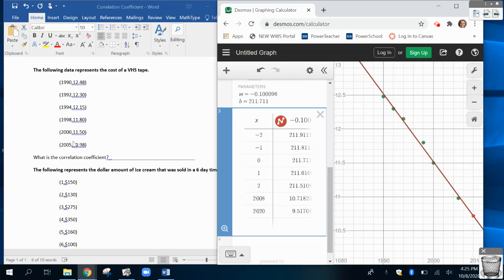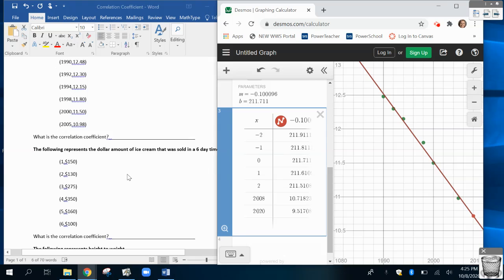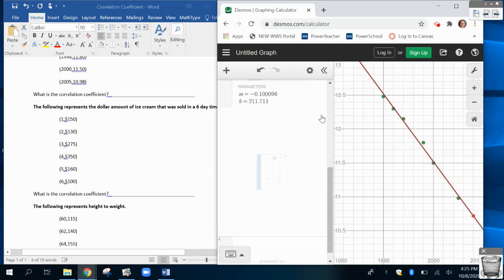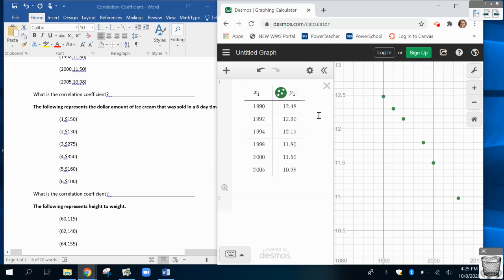So while it might have done a good job of predicting the cost of a VHS tape at these years, it definitely doesn't do a good job of predicting a VHS tape now that that data is gone, right? Because they don't exist. Okay. So let's look at another one here. I'm just going to delete this by hitting X and get rid of it all.